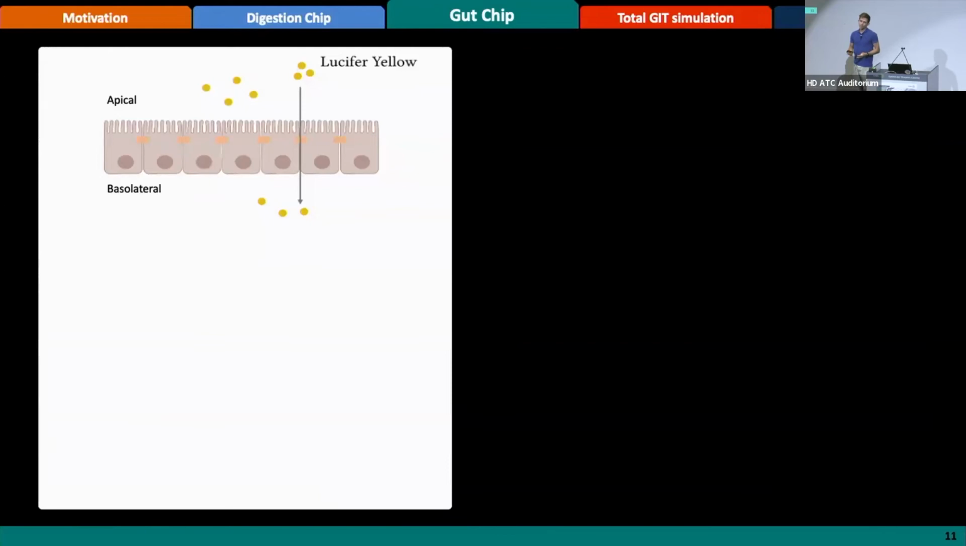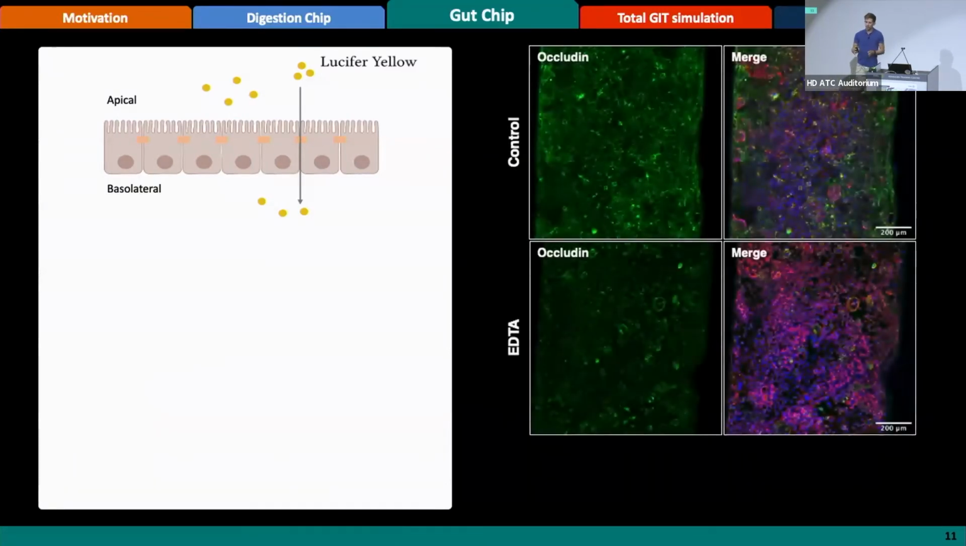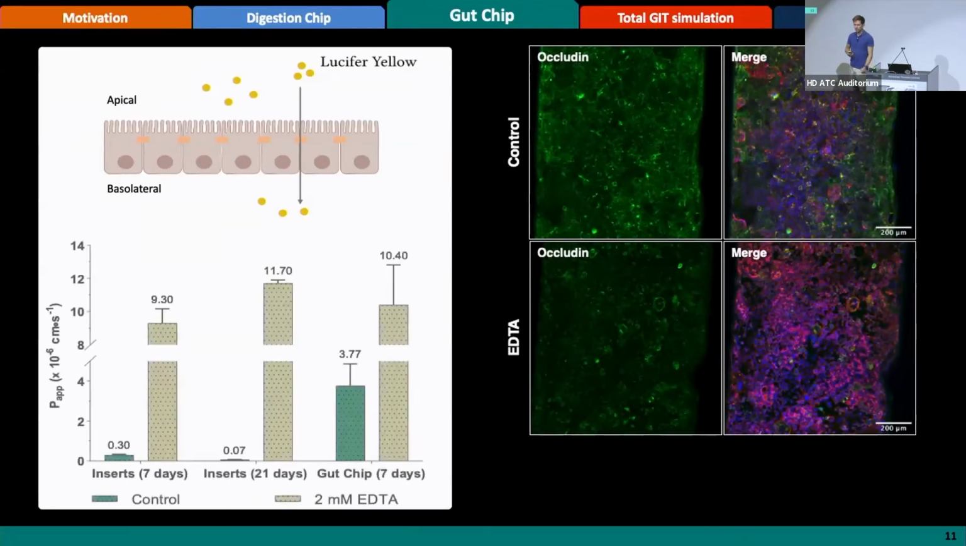We then started running some functional assays on the device, so testing actually intestinal absorption, and we did this using a small fluorescent molecule, Lucifer yellow. And we disrupted the barrier by using EDTA, an ion chelator that is going to disrupt adherens junctions between cells. And as you can see, in the three conditions where we used EDTA, both on inserts at 7 and 21 days and on the gut chip, compared to the control where we did nothing, the apparent permeability of Lucifer yellow was a lot higher. And it didn't change much between the transwells and the gut chip, which I think could be anticipated because if the barrier is disrupted, it is disrupted, so it shouldn't vary much.